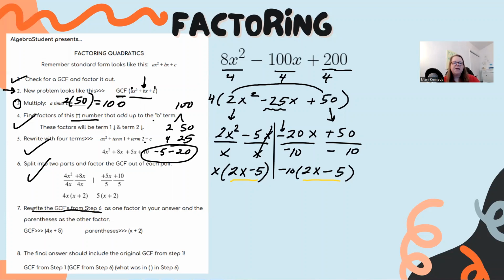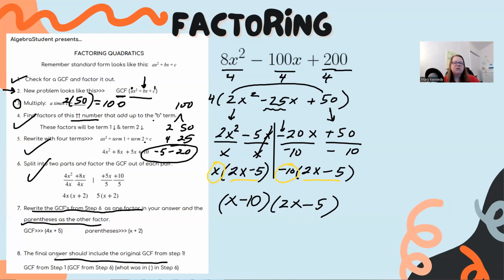Rewrite the greatest common factors from step 6 as one factor. So the greatest common factors from step 6 were the x and the minus 10. So that is one of my factors for my answer. And the parentheses is the other factor. So 2x minus 5 is the other factor. And then the final answer should include the GCF from step 1, which was a 4. So we'll put a 4 in front, and we have our final answer.